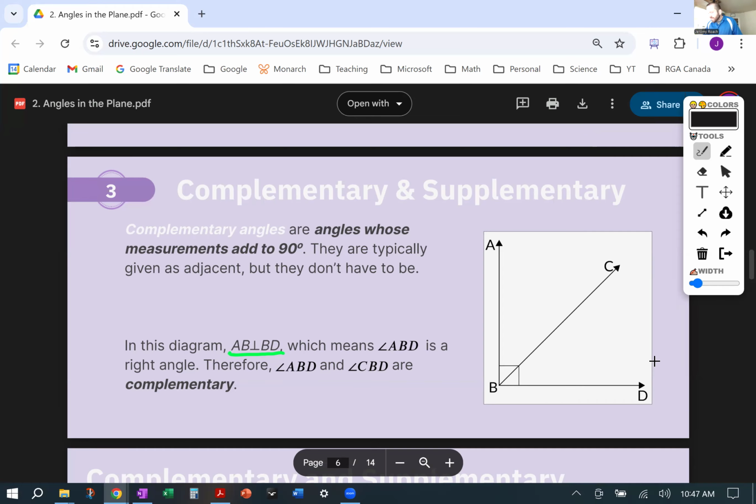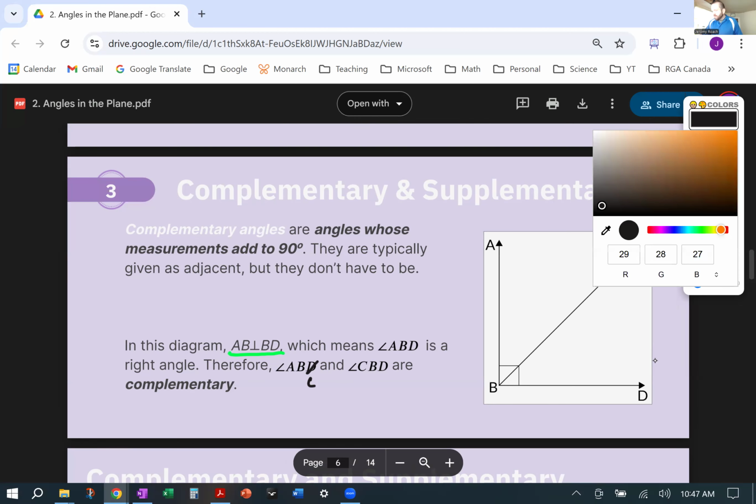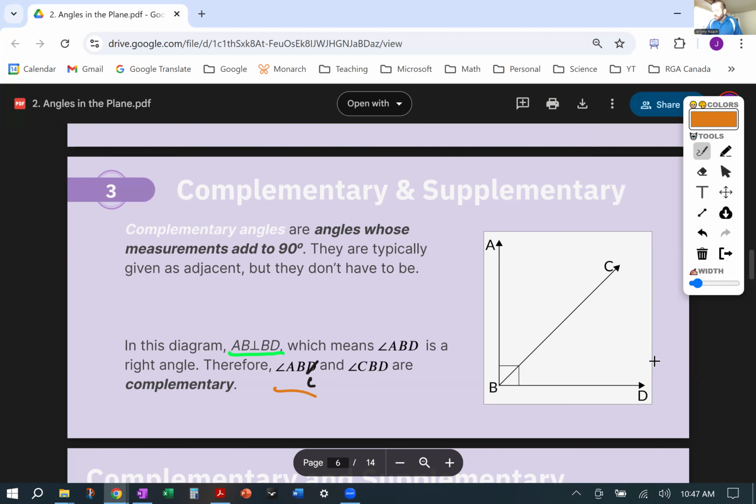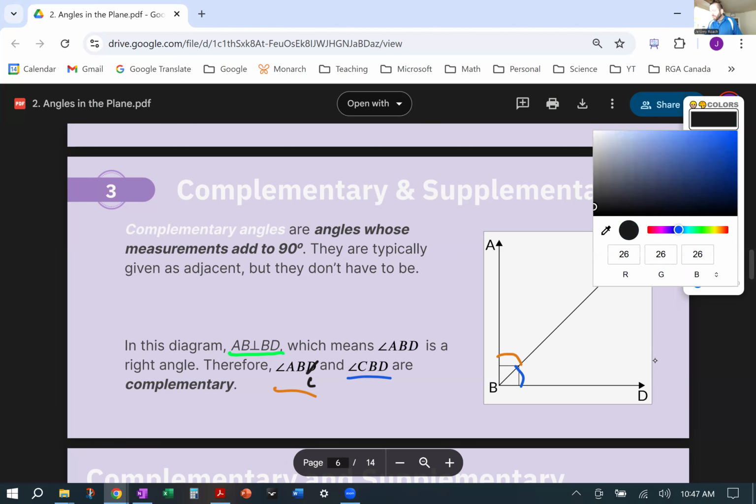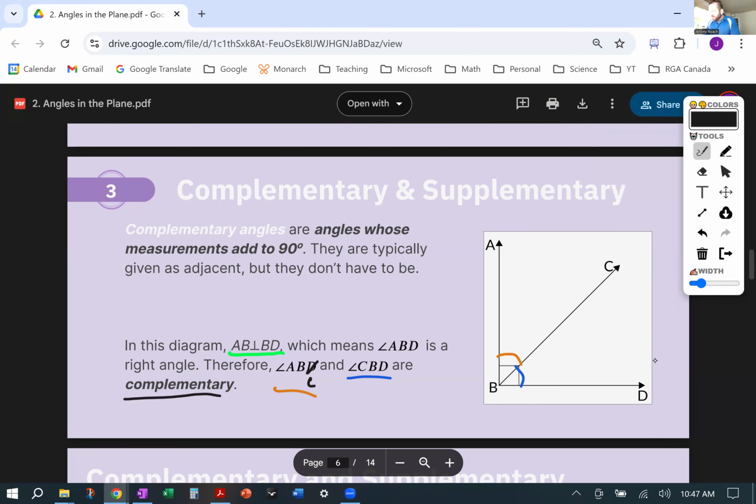ABD and CDB, they're not complementary. It's actually supposed to say ABC. So that means that there's ABC, that's this part here. And CBD is this part here. So brown plus blue equals 90, and that's what makes them complementary. So that's just a slight typo there. Just be aware of that if you're going over the slides again for reviewing them.